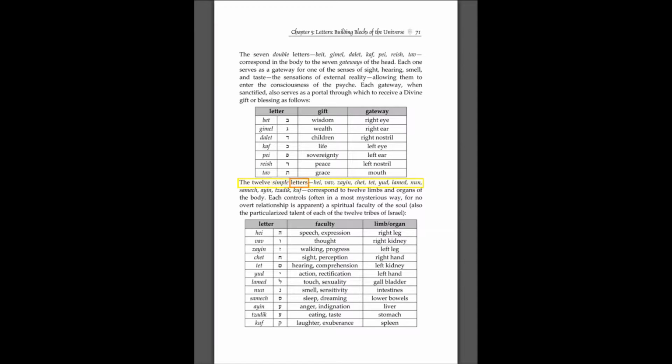The 12 simple letters, Hey, Vav, Zayin, Chet, Tet, Yud, Lamed, Nun, Samek, Ayin, Tzadik, Kuf, correspond to 12 limbs and organs of the body. Each controls, often in a most mysterious way, for no overt relationship is apparent, a spiritual faculty of the soul, also the particularized talent of each of the 12 tribes of Israel.